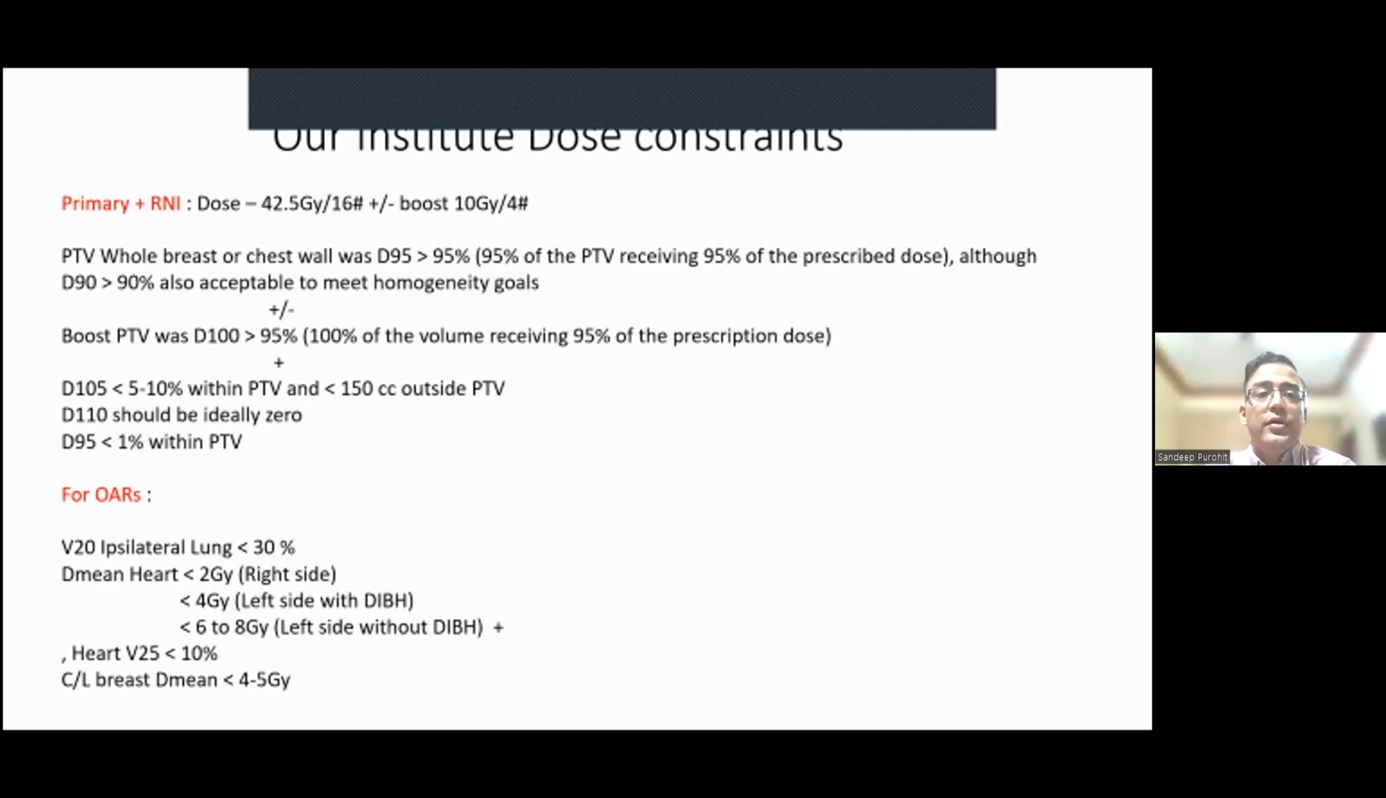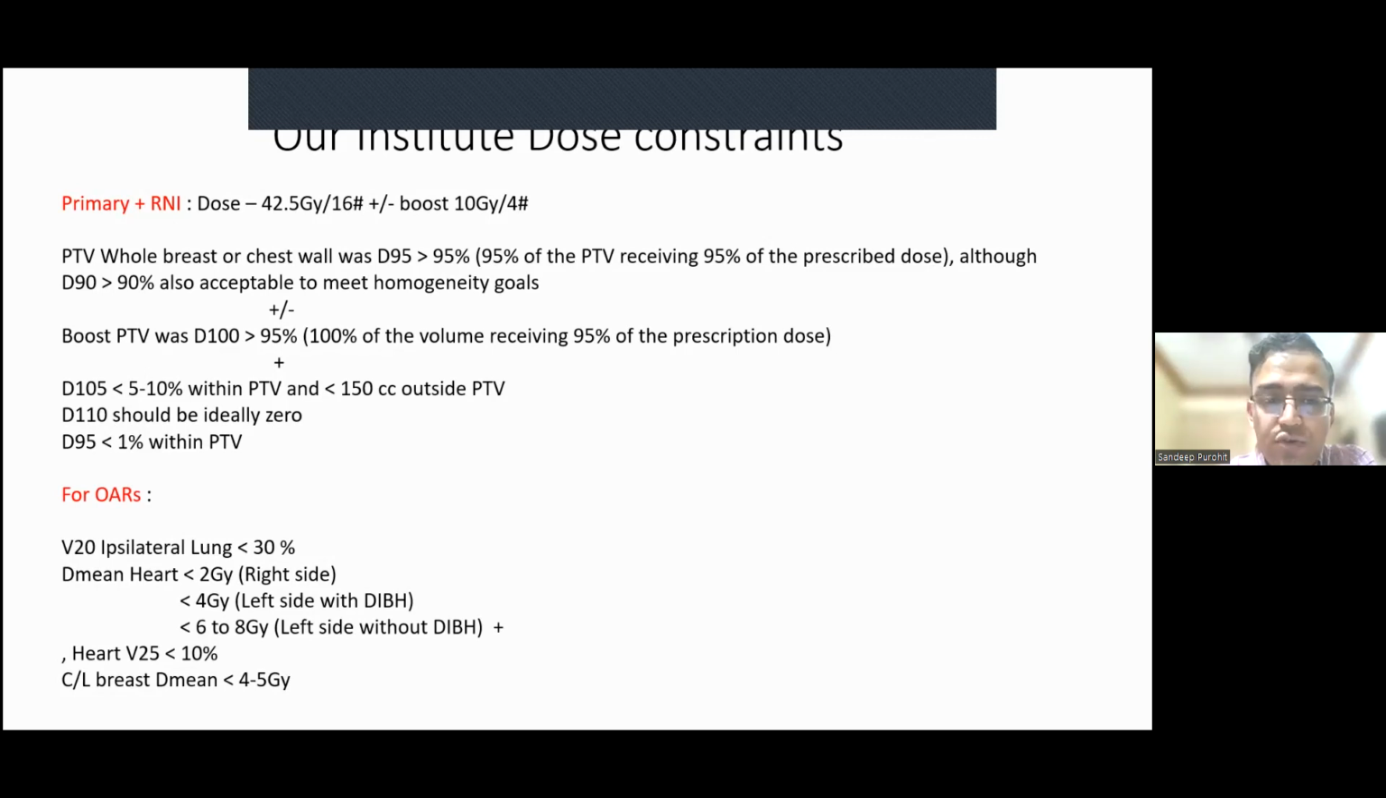And the recommendations are that more than 95% of the PTV whole breast or chest wall should be receiving 95% of the prescribed dose, and D90 should be more than 90%. And when boost PTV is included, then D100 should be more than 95%, and D105 should be less than 5 to 10% within PTV, and it should be less than 150 cc outside the PTV.